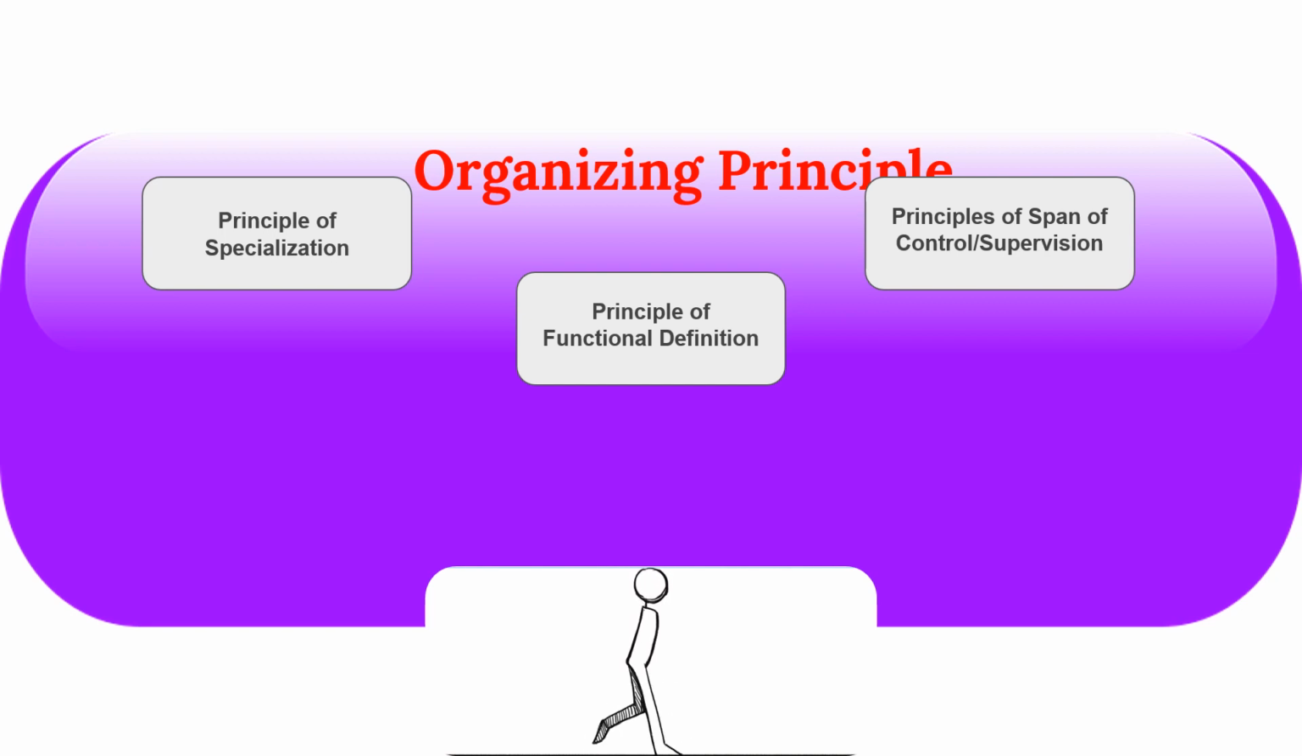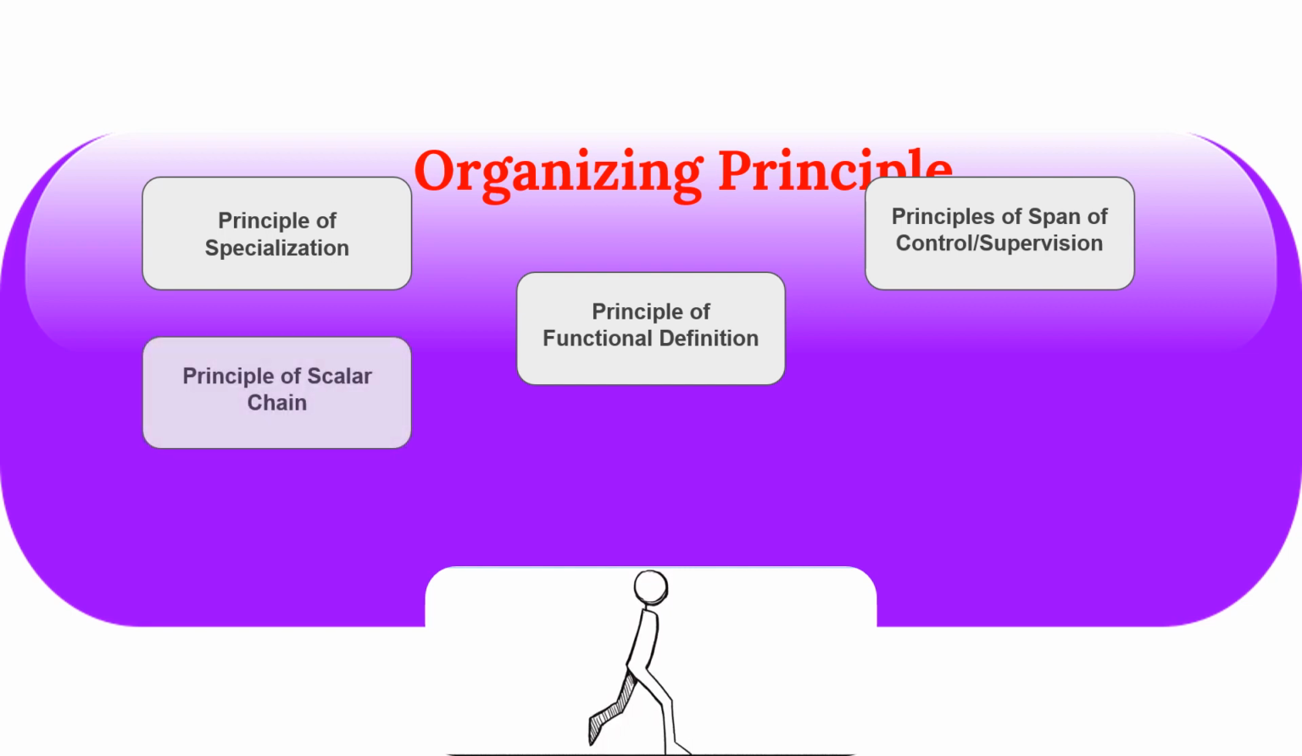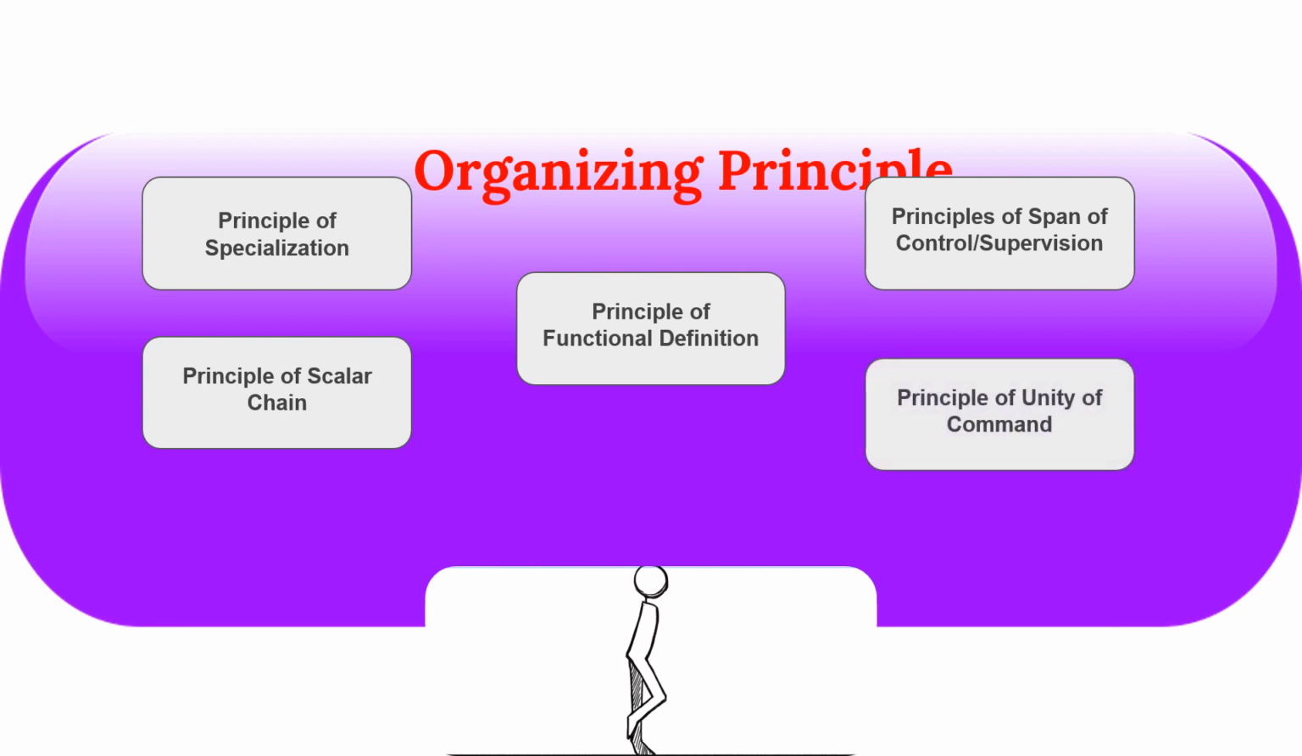The next principle is principle of span of control or supervision. According to this principle, span of control is a span of supervision which depicts the number of employees that can be handled and controlled effectively by a single manager. The next principle we'll talk about is principle of scalar chain. Scalar chain is a chain of command or authority which flows from top to bottom. With a chain of authority available, wastage of resources is minimized, communication is effective, overlapping of work is avoided, and easy organization takes place.